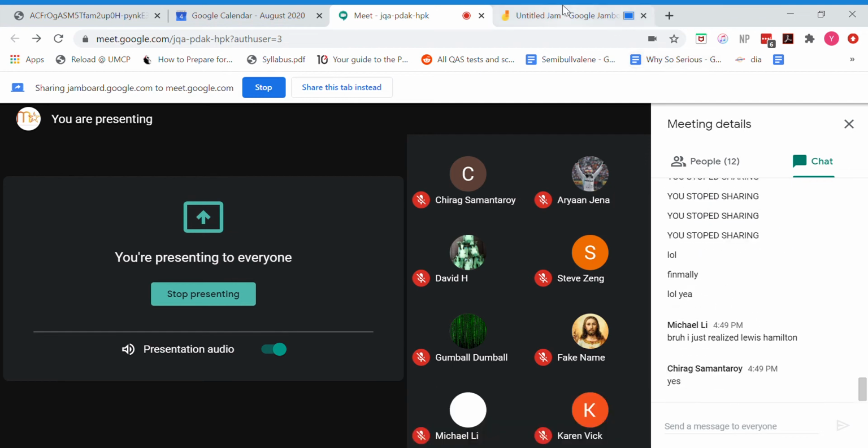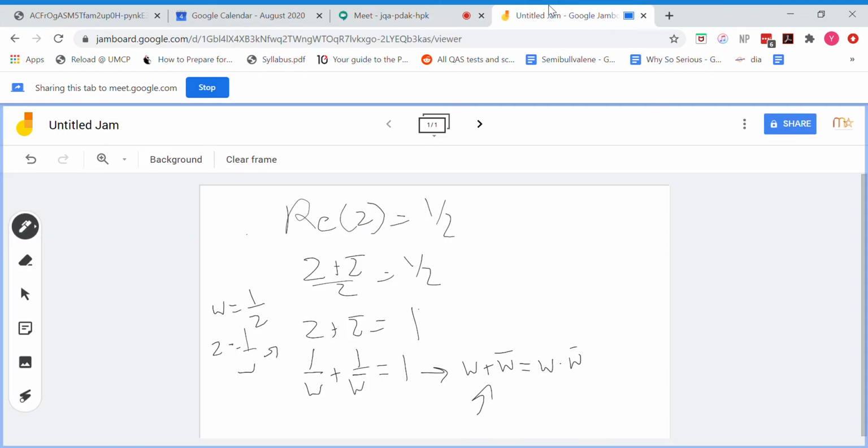Is it good? Okay. So anyways, what I was saying is, we started off with this: the real part of z is equal to half. And the real part of z is just equal to z plus z conjugate over 2. So z plus z conjugate equals 1. And so we have 1 over w plus 1 over w conjugate equals 1. And so this gives us the equation for w, which is w plus w conjugate equals w times w conjugate.